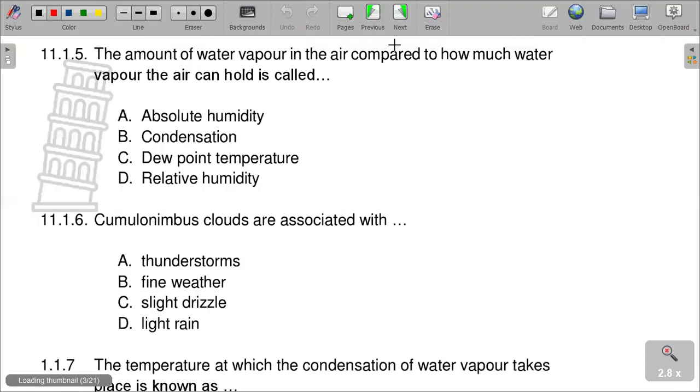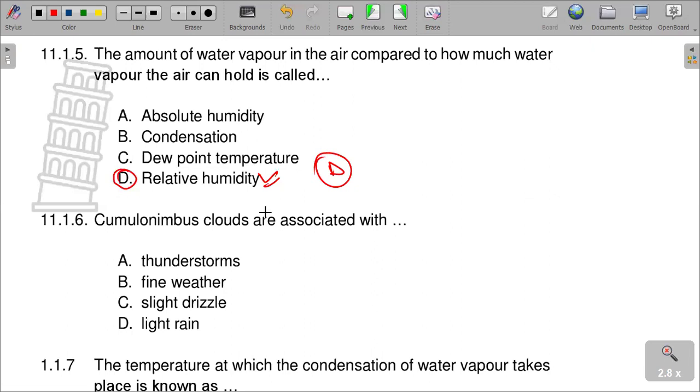Next question. The amount of water vapor in the air compared to how much water vapor the air can hold is called what? It is called relative humidity. Cumulonimbus clouds are associated with what?